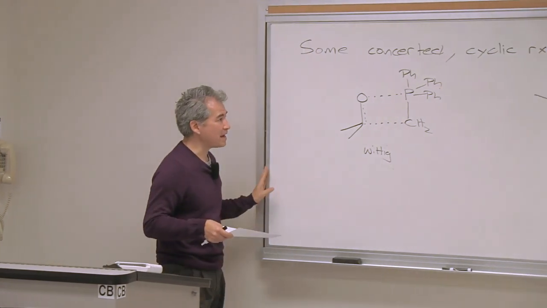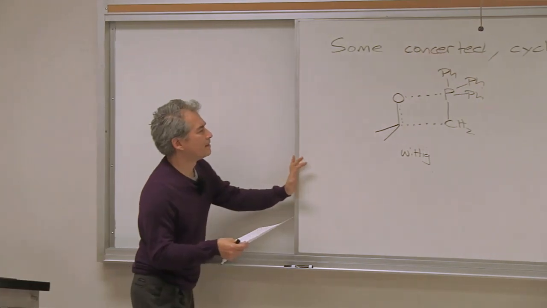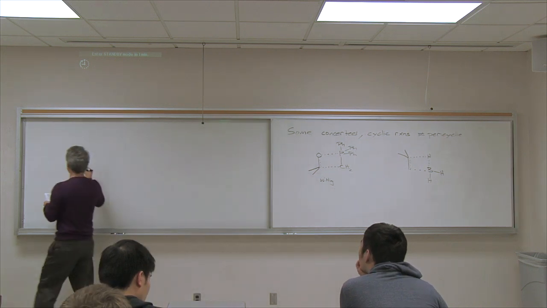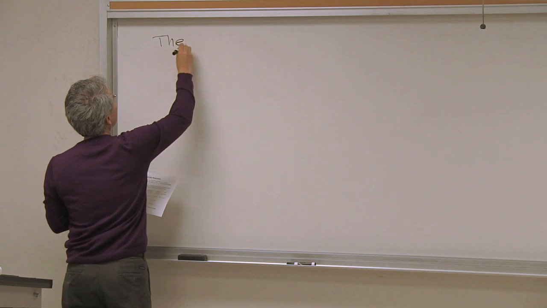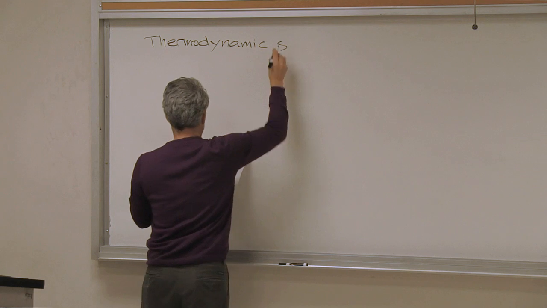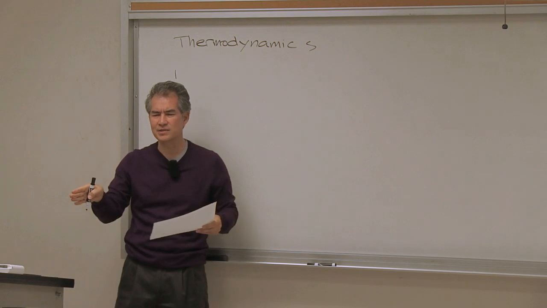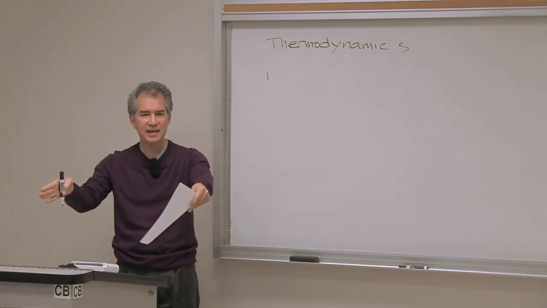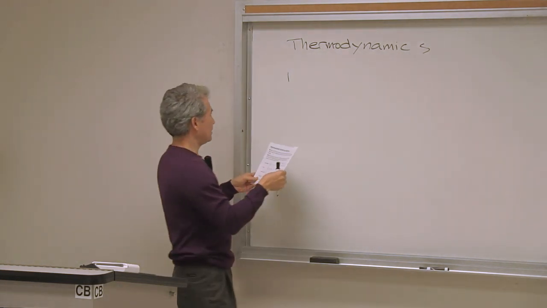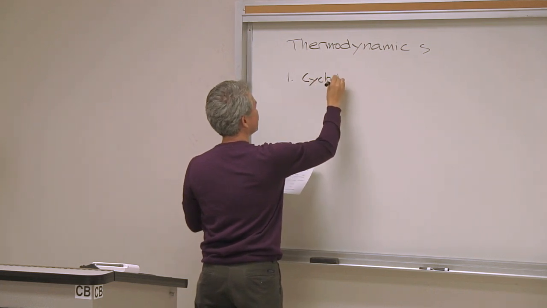Okay, let me talk about some thermodynamic considerations for pericyclic reactions. I'm going to classify the four types of pericyclic reactions, and we'll talk about the enthalpic gain that you get in a pericyclic reaction versus the entropic cost of that pericyclic reaction. So first of all, we'll start off by talking about cycloadditions.